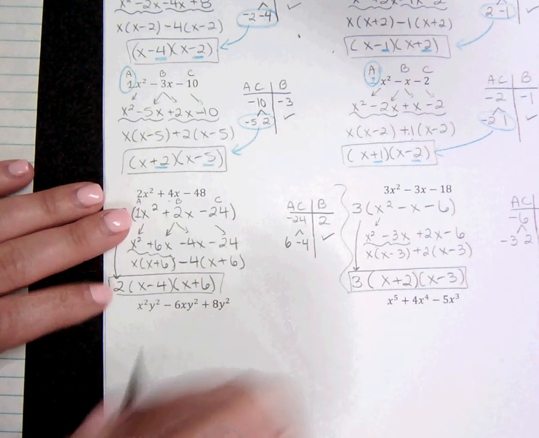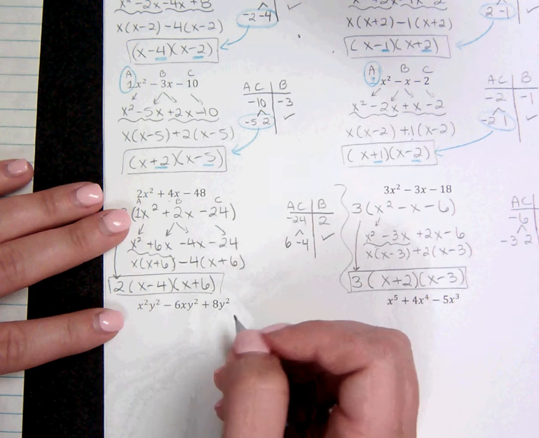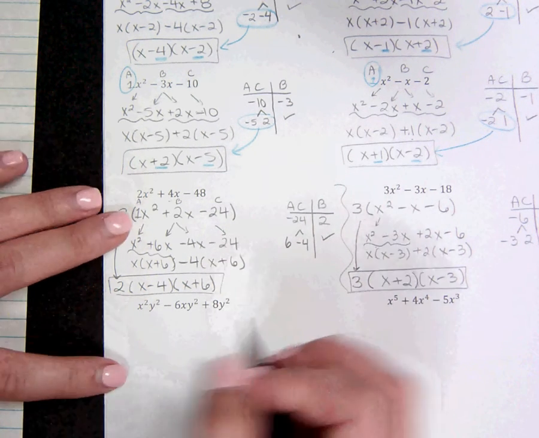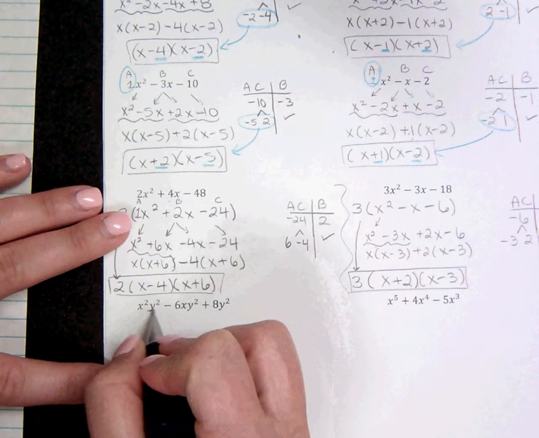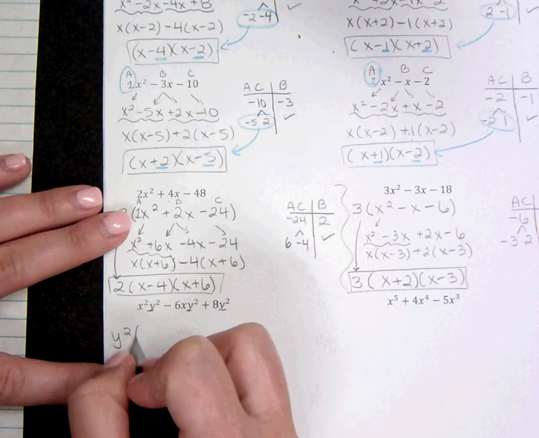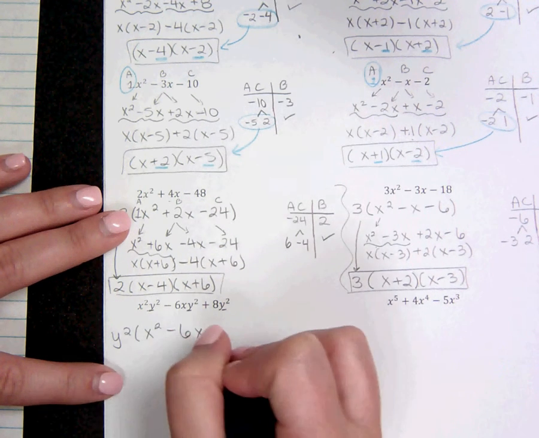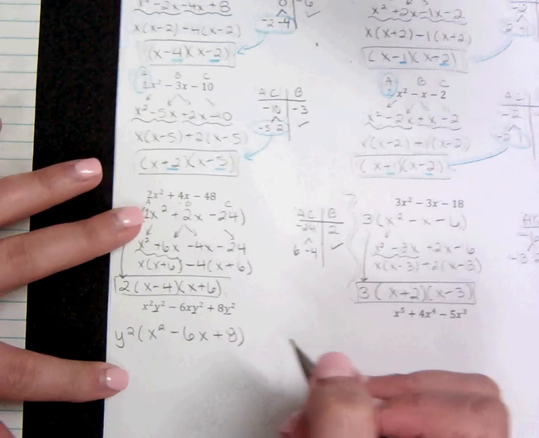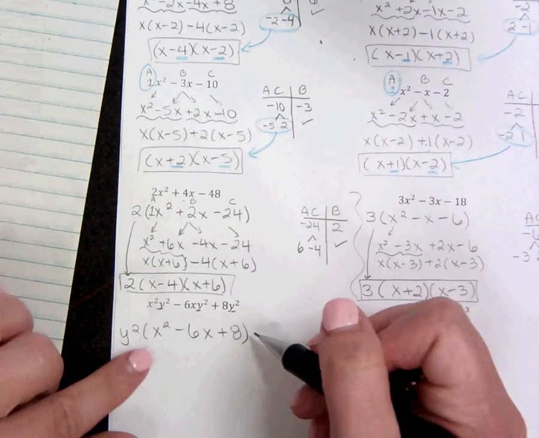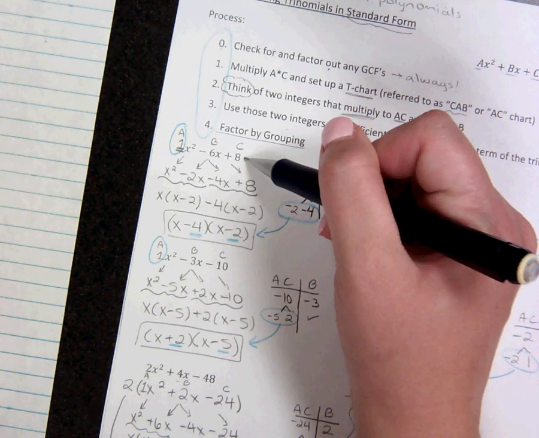So that one's pretty messy. We've got x squared y squared minus 6xy squared plus 8y squared. So it looks kind of like a mess. Let's take out the GCF, which looks like it is y squared. If I take out y squared, I'm left with x squared minus 6x plus 8, which is much easier to look at. If you notice, that's actually the same as the first problem.